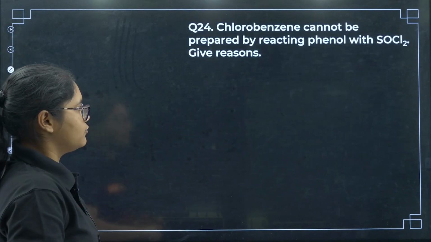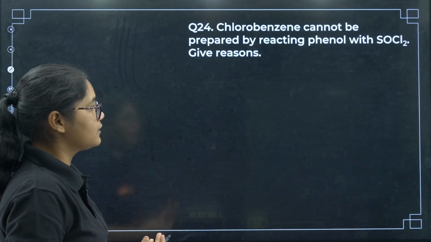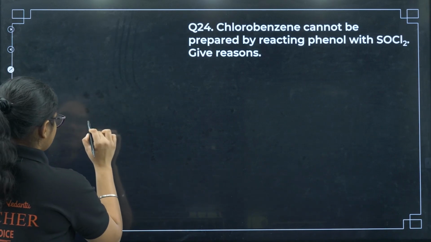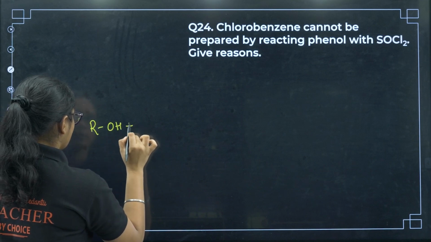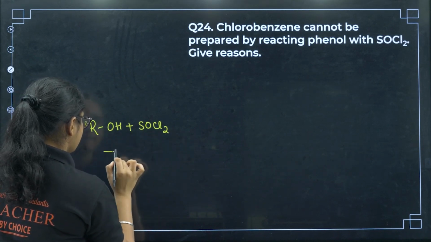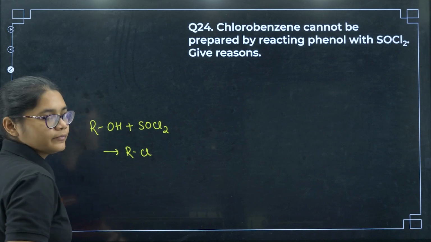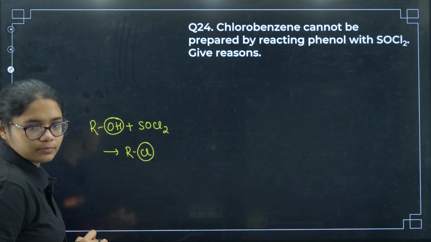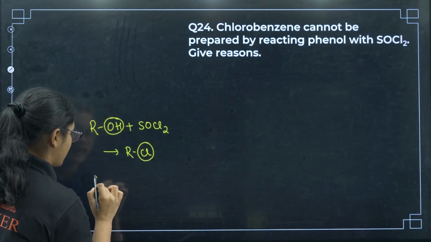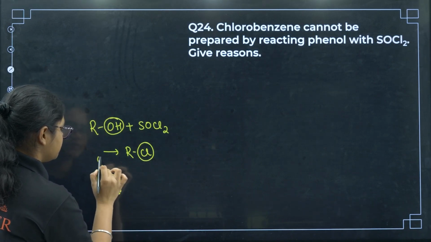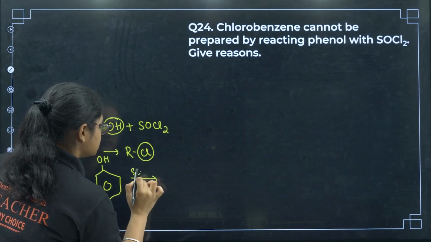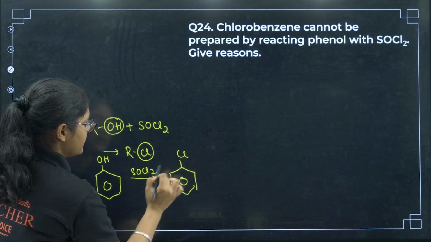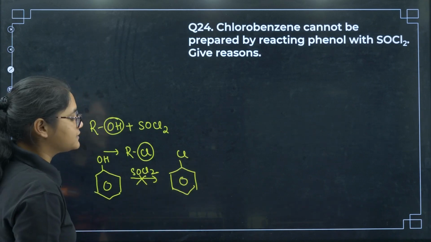Next, question number 24. Chlorobenzene cannot be prepared by reacting phenol with SOCl2. Give reason. Now generally what happens? If I react ROH plus SOCl2, I get RCl. Right? This OH group is replaced with this Cl group. But the question is saying that if I have phenol and I treat it with SOCl2, is this reaction possible? You just replace this OH with Cl. No, this reaction is not possible. What is the reason for that?